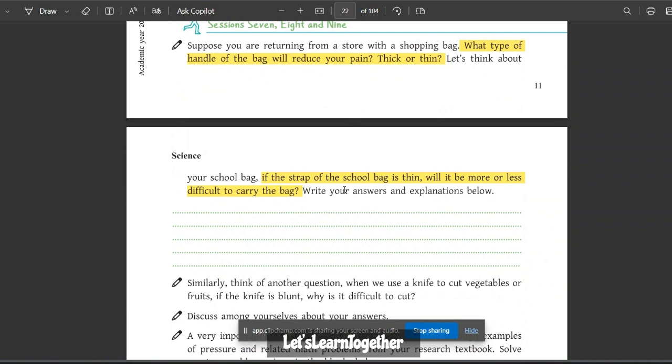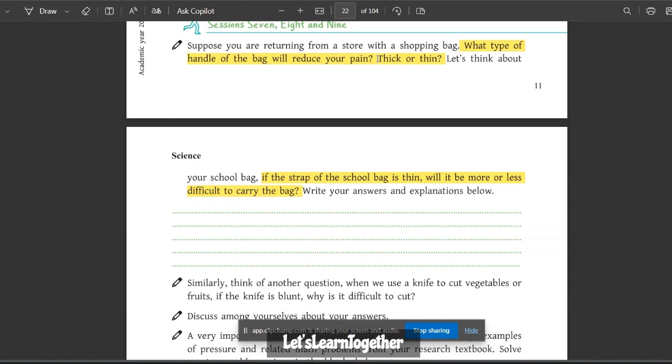Look, I have highlighted the main part of the questions for you. Suppose you're returning from a store with a shopping bag. What type of handle of the bag will reduce your pain, thick or thin? That means, when we go shopping, we carry shopping bags, like cotton bags or any other sort of bag. If the handle of that bag is thick, what kind of pain do you feel? Or if the handle is thin, what kind of pain do you feel? In which case do you feel more pain?